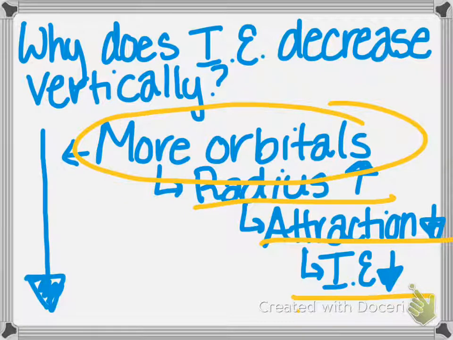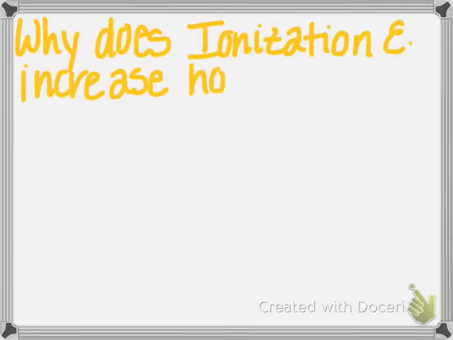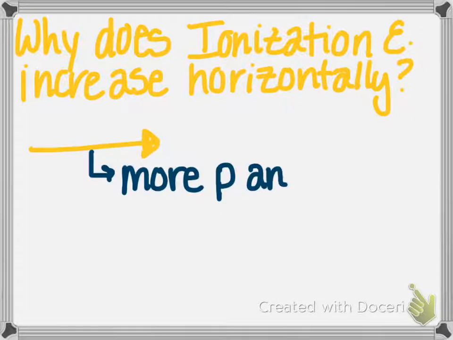So we looked at the trend vertically, now we're going to look at the trend horizontally. So the trend horizontally is to increase, which should make sense because the trend horizontally for atomic radius is to decrease, meaning it's the opposite. All right? So again, we got to ask ourselves why. All right, that's that 8.1 standard.